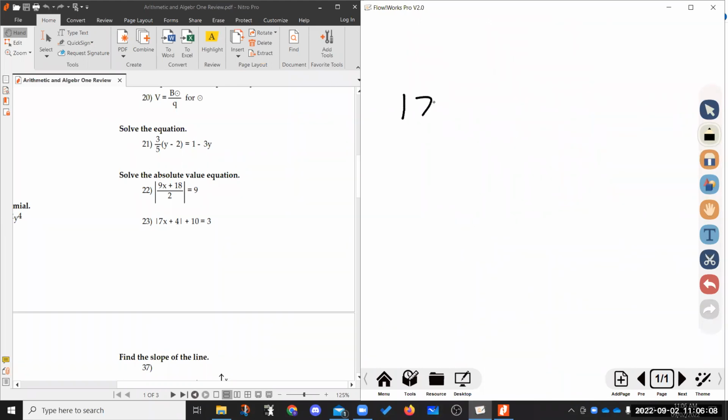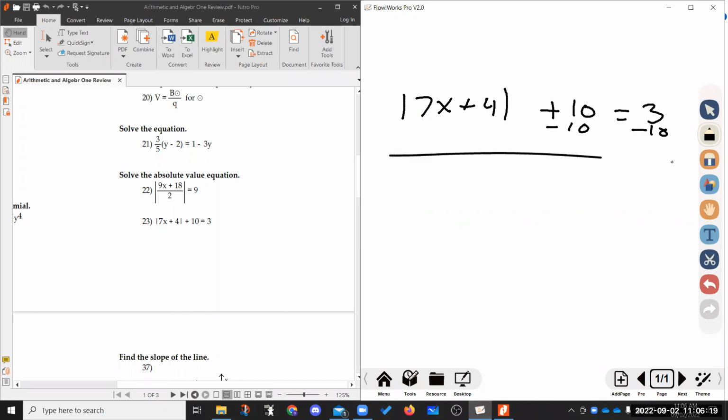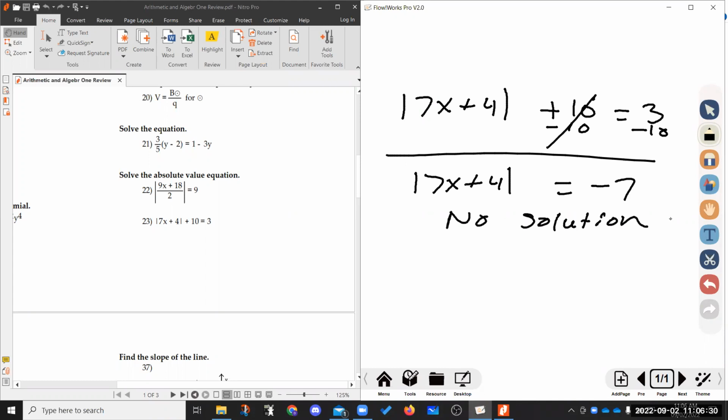Now we're going to solve the absolute value of 7x plus 4 plus 10 is equal to 3. We've got a problem here because when I subtract the 10 from both sides to isolate the absolute value function, the absolute value equals a negative 7. There's no solution to that because absolute values are distances that have to be positive or 0. They can't be negative. You can't have a negative distance. There's no solution to that.